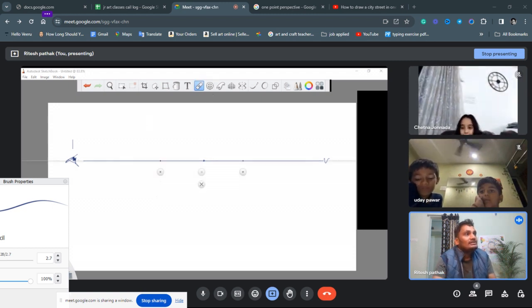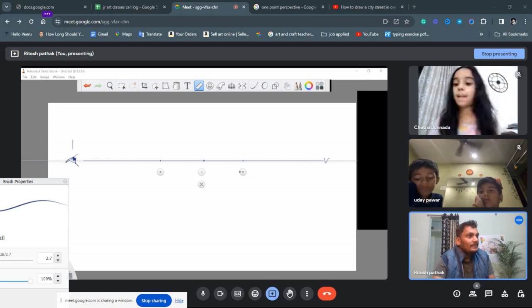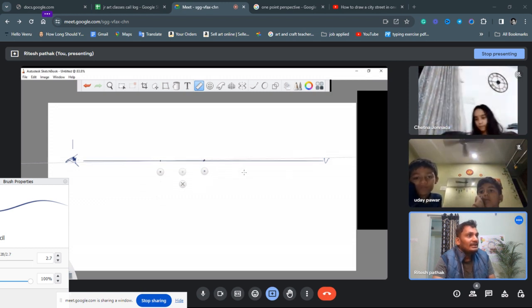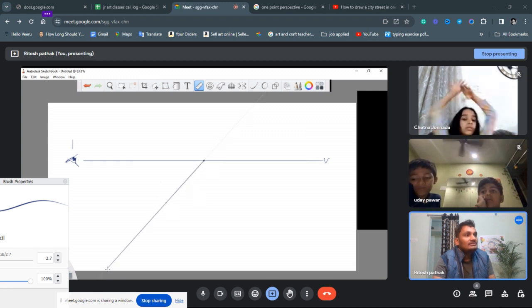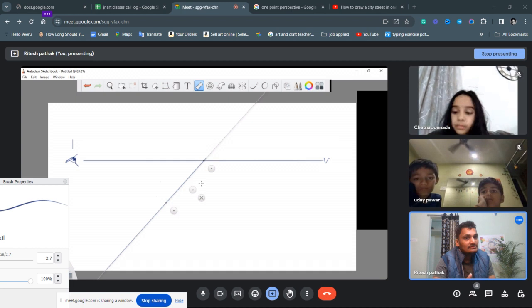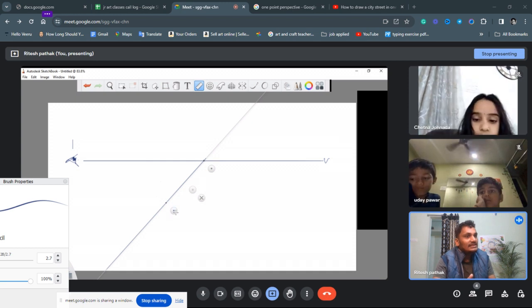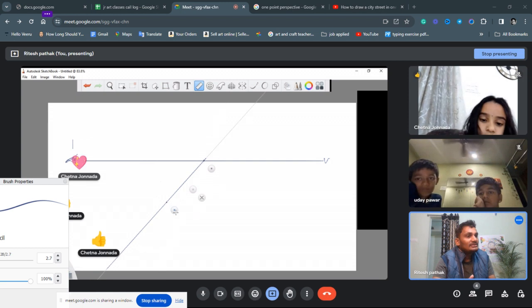Now see, I will take my ruler, okay? This is my ruler, and I will keep one point. See, first I will do the road, okay? I'm going to make the road here, so I did the road. Chetna, understanding? Yes, till here it is good, right? Till here everyone is understanding.